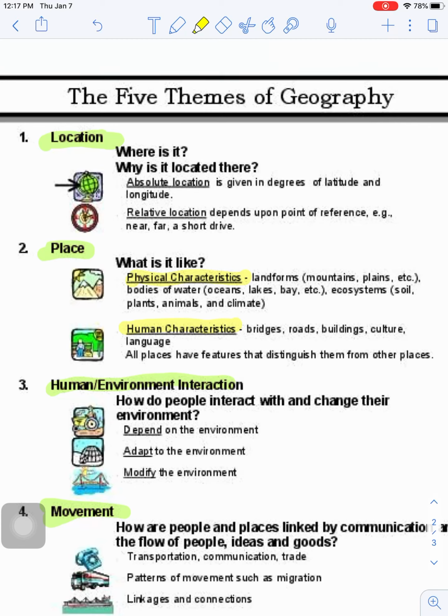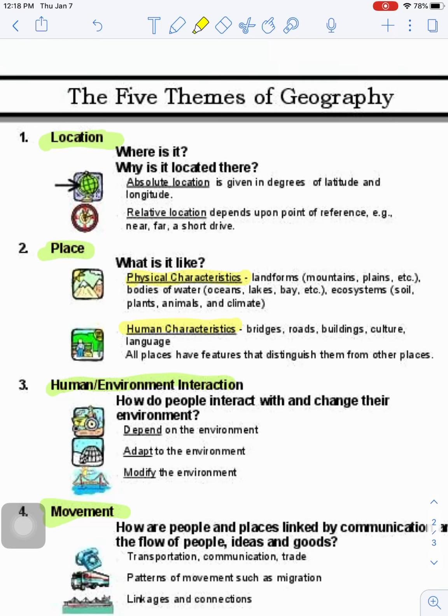They're bodies of water like oceans and lakes. They are ecosystems like soil, plants, and animals, and the climate. So all these physical characteristics, think of these as things that humans did not create. Okay, so humans did not make these mountains. They did not make the plains. So think of the physical characteristics as items that you would look outside and think, oh, there's a tree. That is a physical characteristic. A human did not create that tree.